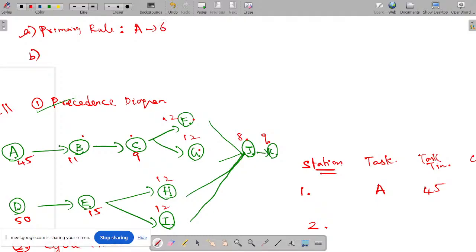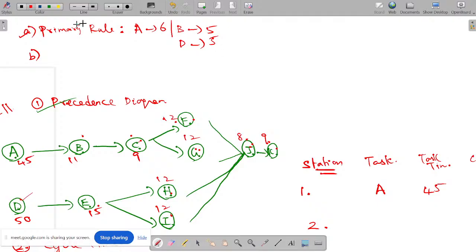Okay. For activity B, how many are followed after activity B? 1, 2, 3, 4, 5. Okay. Activity D, for activity D also 1, 2, 3, 4, 5. See, now there is a tiebreaker.